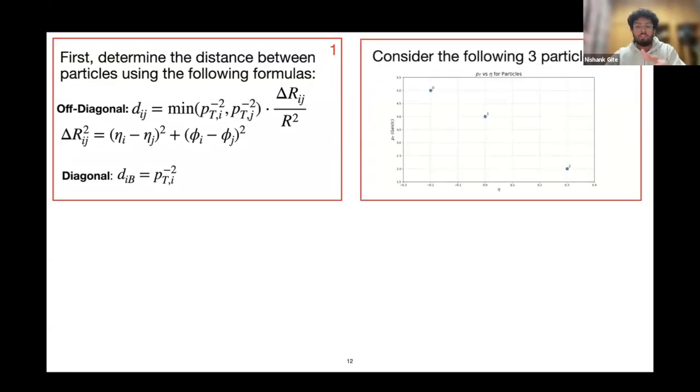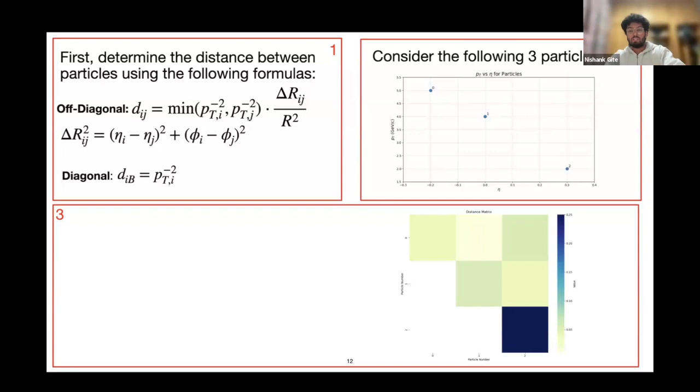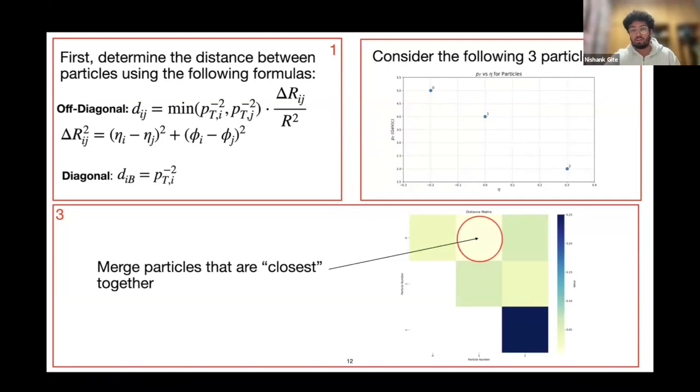So now let's consider this 3-particle case. We have, let's say, particles 0, 1, and 2. They have specific PTs and specific rapidities. Now we can use that distance formula on these particles and create this distance matrix. This distance matrix tells you how close together or far apart these particles are from one another. In our case, we want to combine the particles that are closest to one another, because those likely decayed from the same particle. If you look at merging particles 0 and 1, we see that those have the lowest distance, and so we're going to merge the particles that are closest together.